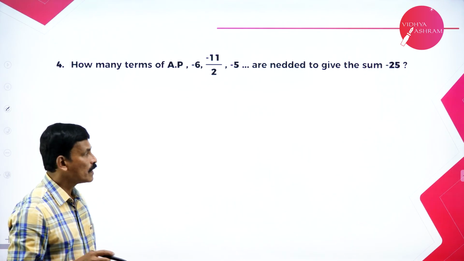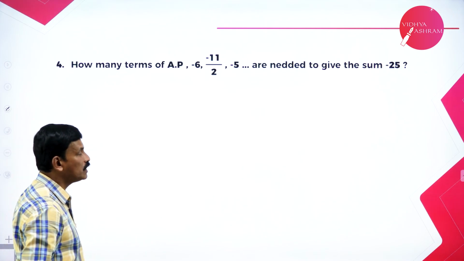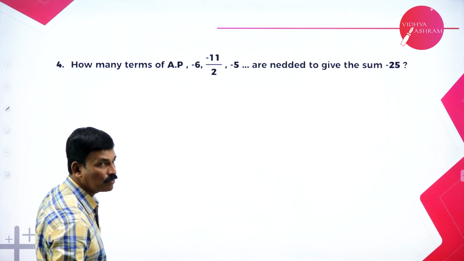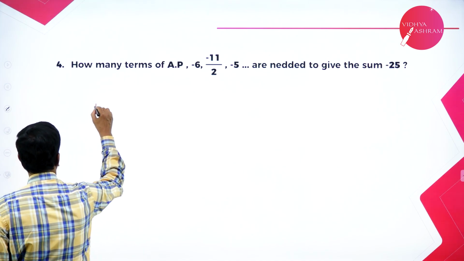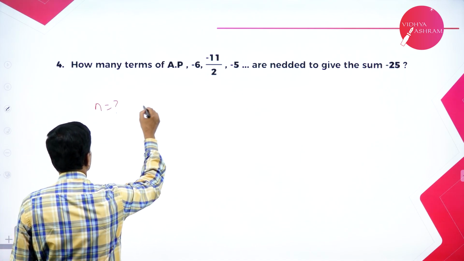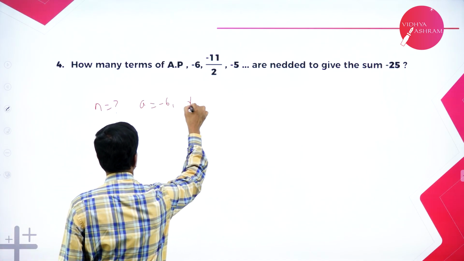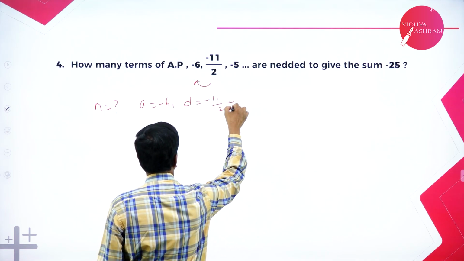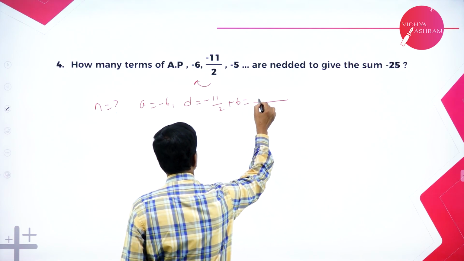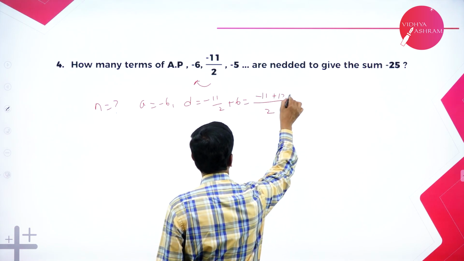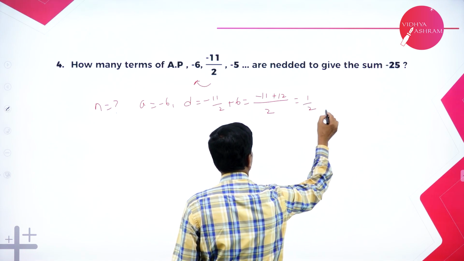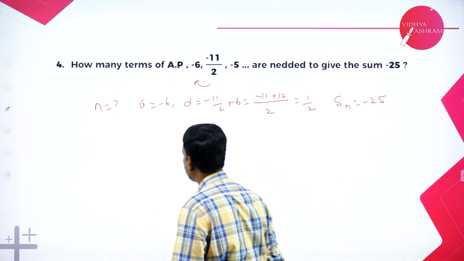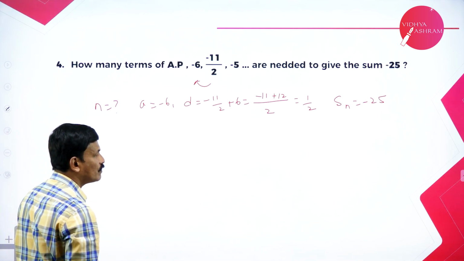Now listen. The next problem is: how many terms of the AP -6, -11/2, -5 are needed to give the sum -25? So what is required to find? n is to be determined. What is given? a is equal to -6. d, the common difference, this term minus this term: -11/2 minus into minus plus 6. Take LCM, 2 is the LCM. -11 plus 6 twos is 12, 12 minus 11 is 1/2. And Sn is given. Sn is equal to -25. Now what is required is the value of n.